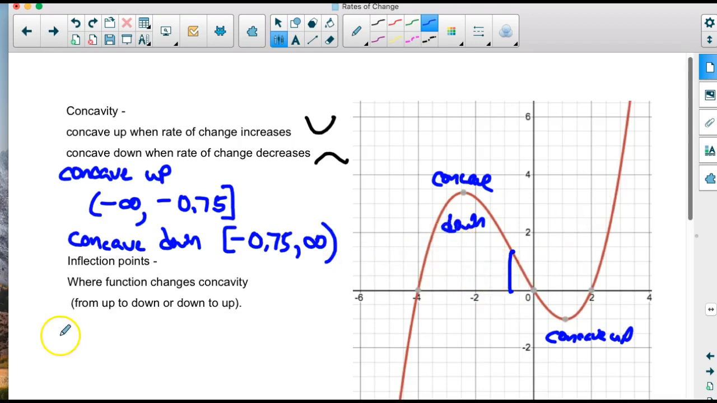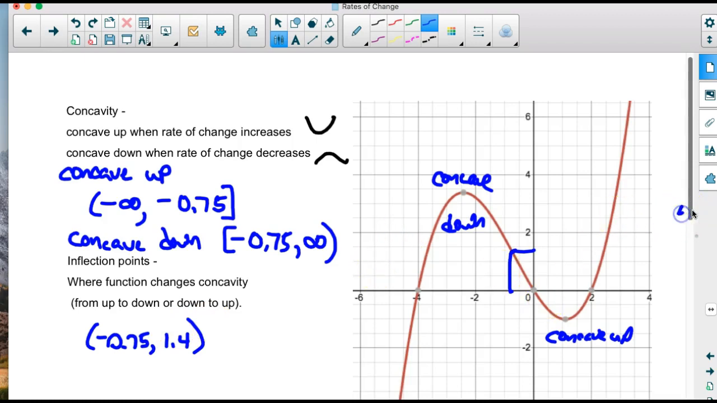Now the inflection point is going to happen at negative 0.75, comma, we need to know how high it is. It's right about there. That's 1.5, so 1.4 maybe. You can guess about a tenth off. So that would be my inflection point. That's when it changes from concave down to concave up.